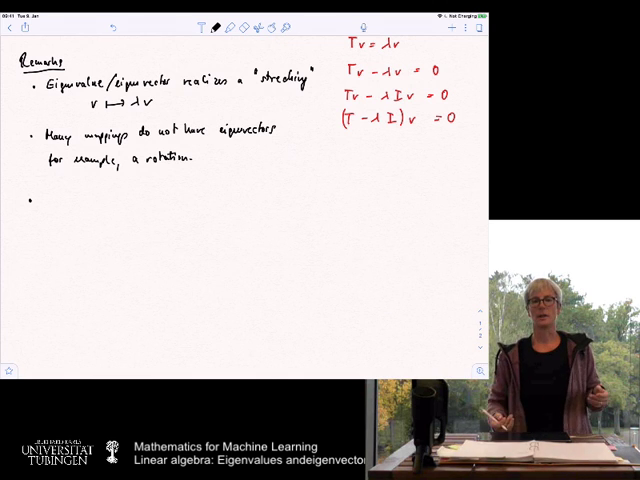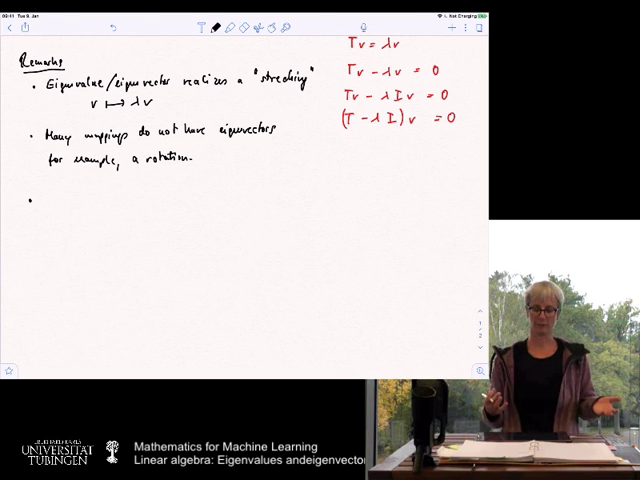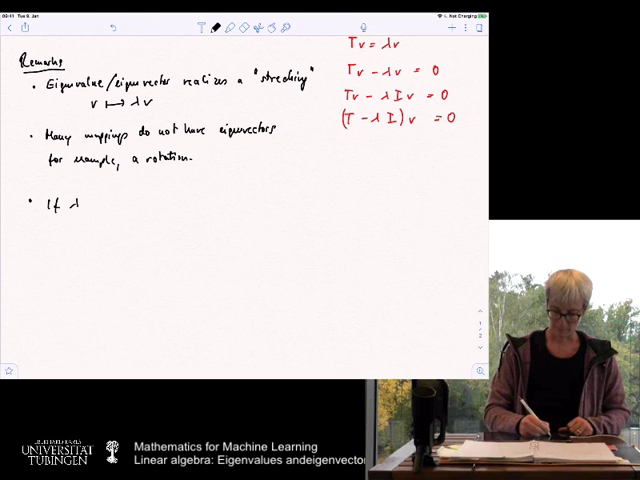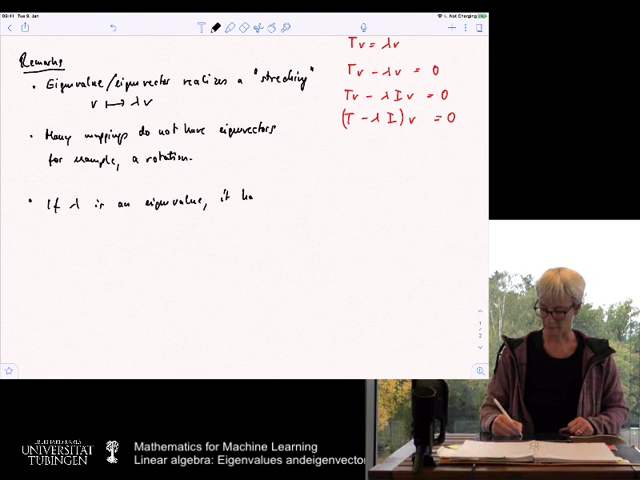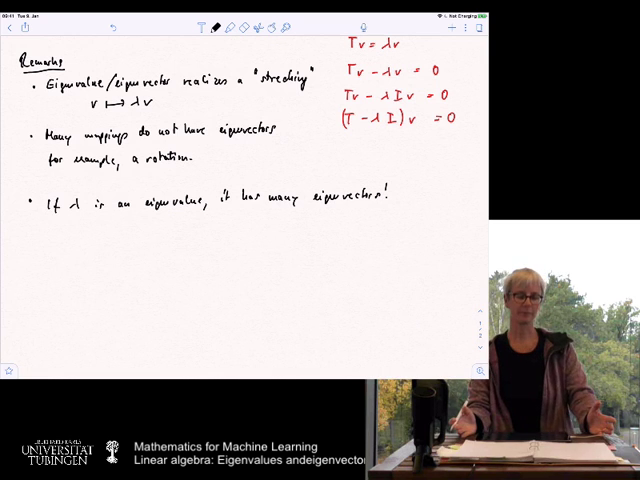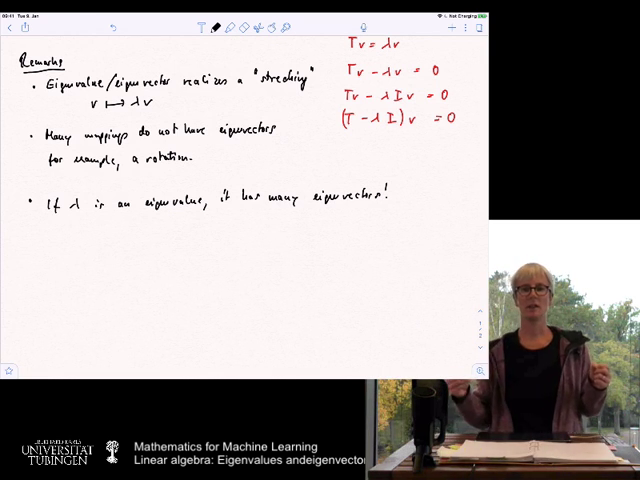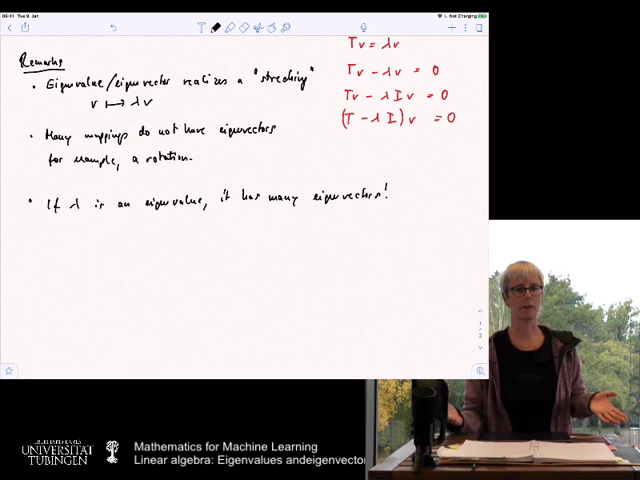Then the next remark is, if lambda is an eigenvalue, it always possesses many eigenvectors. So if lambda is an eigenvalue, it has many eigenvectors. And this is really important. And the obvious thing is, if you have an eigenvector, then a scalar times the eigenvector is also an eigenvector.